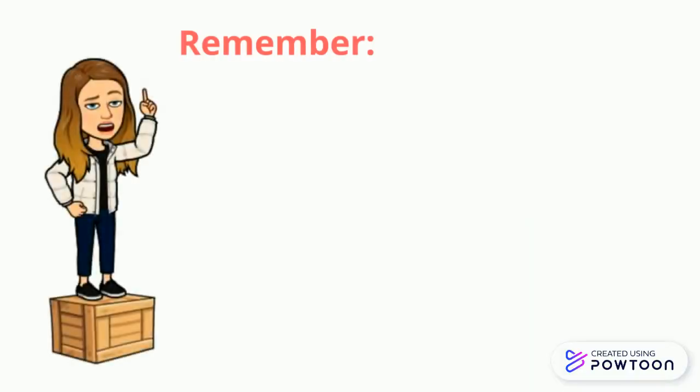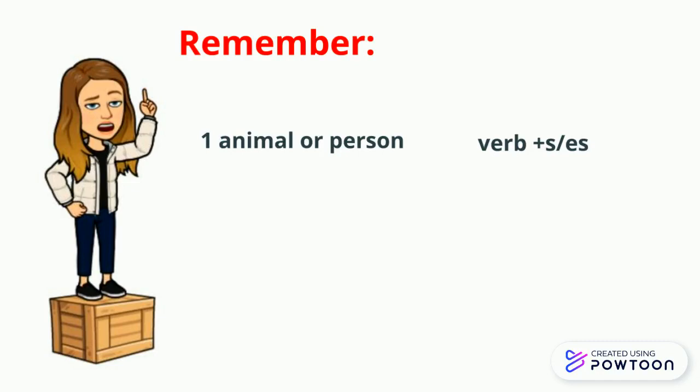It's very important to remember this rule regarding verbs. When we have one animal or person as a subject, the verb gets an S or an ES, and if we have two or more animals or people, the verb just stays the normal verb.